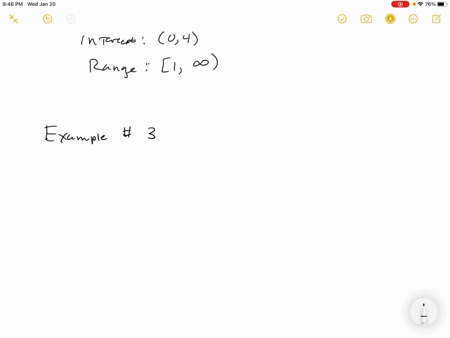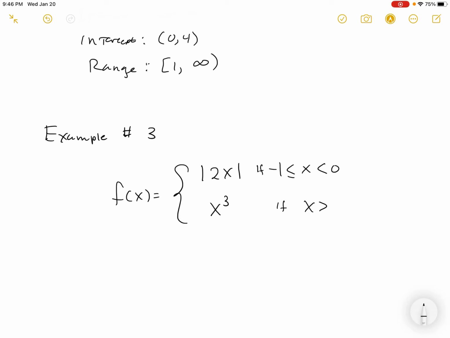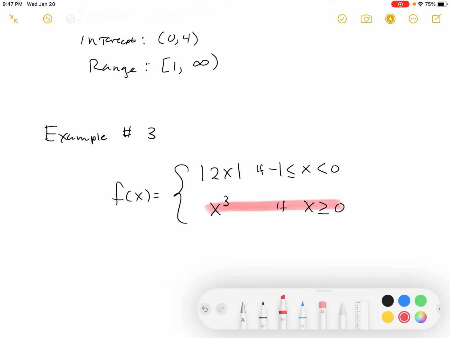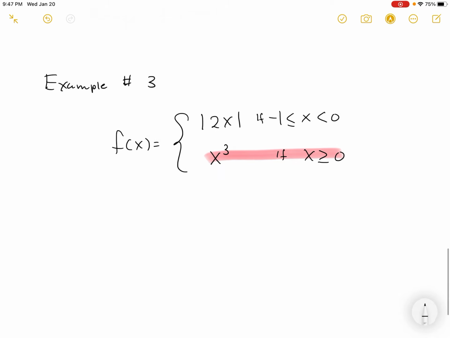I think this is example number 3. f of x is equal to, and we'll make this first function black, the absolute value of 2x if x is between negative 1 and 0, not including the 0, and x cubed if x is greater than or equal to 0. Awesome. And so, apologize, I forgot. So let me highlight this guy in red. So when I do it, I'll do it in red. But let's go do the graph. That's what I would suggest to do first before you go and answer those questions.